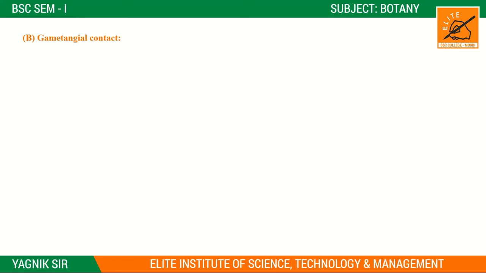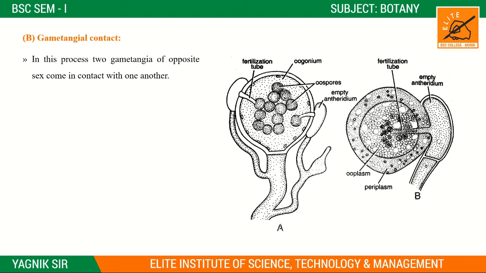Next is gametangial contact. So here two gametangia of the opposite sex come into contact with one another.